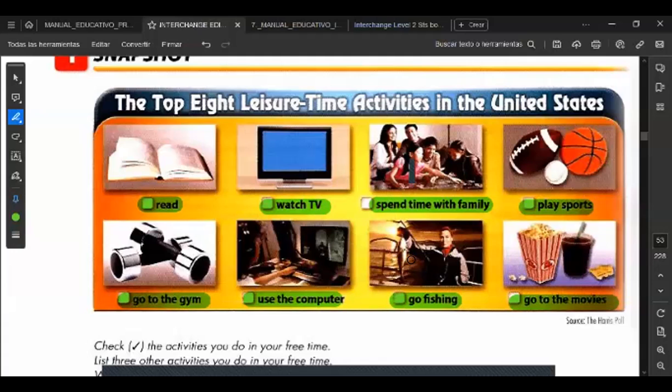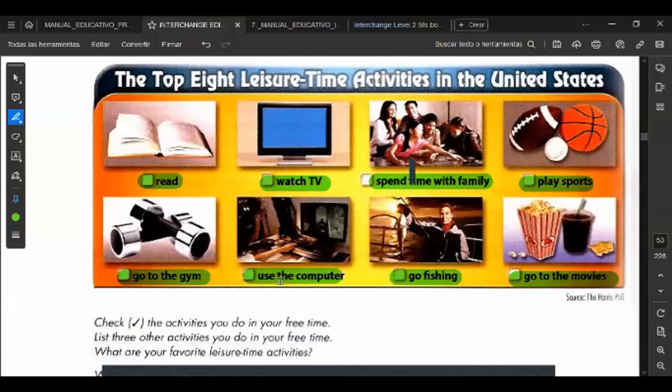Do you have any question with vocabulary? Questions with vocabulary so far? Questions or no questions? No, no questions.